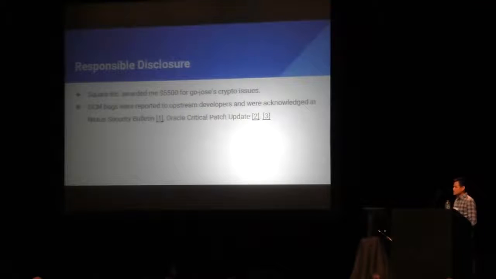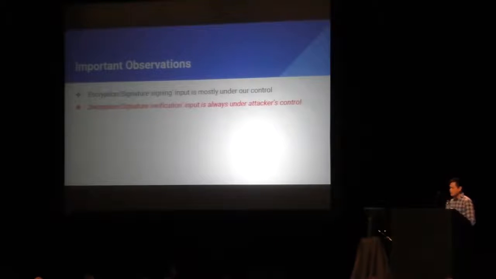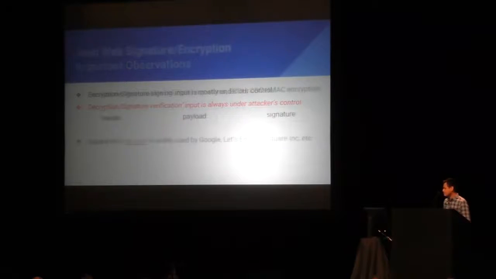So basically, there is no 0-day today. All the bugs were reported upstream and have been fixed a year ago, or some of the bugs were recently fixed. So before we start, the most important lesson that I've learned over the years is the encryption input is mostly under our control, while the decryption or signature verification input is always under attacker control. And then we will use this observation over and over again to show how to exploit crypto bugs.